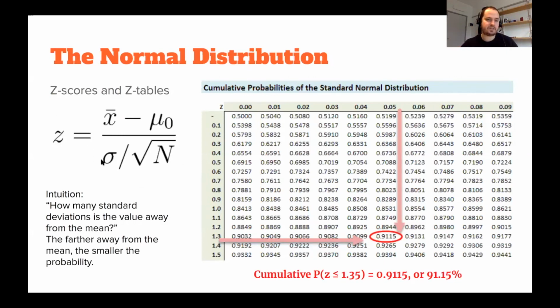And then it's divided by the standard error. So this thing here is just the standard error. Remember, the measured standard deviation divided by the square root of the number of points you have in your sample. So this is just the standard error.